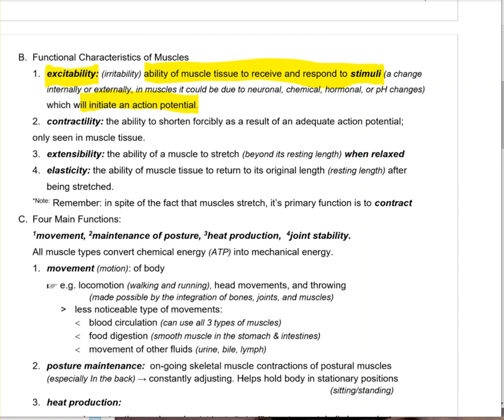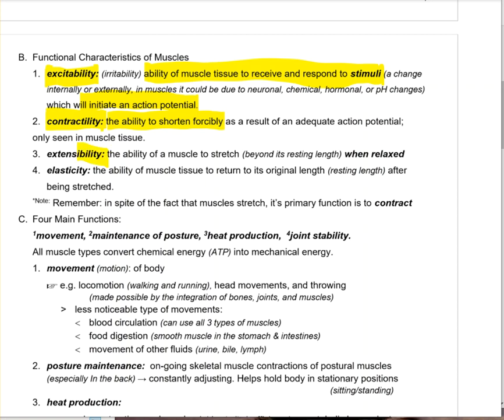Next, we have contractility. Now, contractility means that it can shorten forcibly, so the muscle can get smaller. And that's really what muscle tissue does, is it shortens. That's its main job, is to shorten. So that's super important, and we'll talk about how that contraction works in all the different muscle types as we go through them.